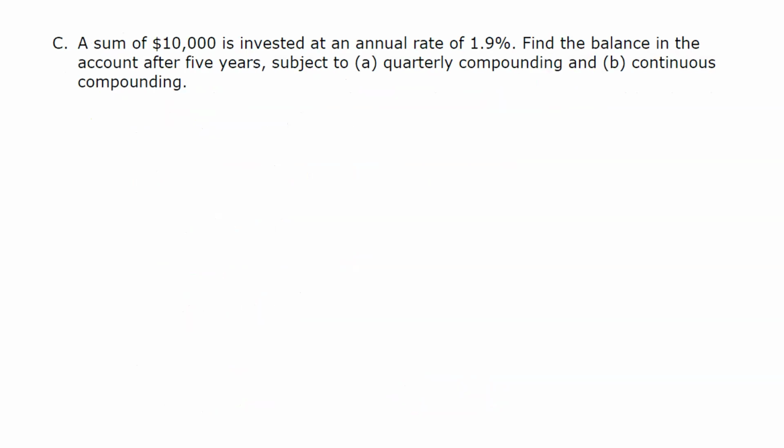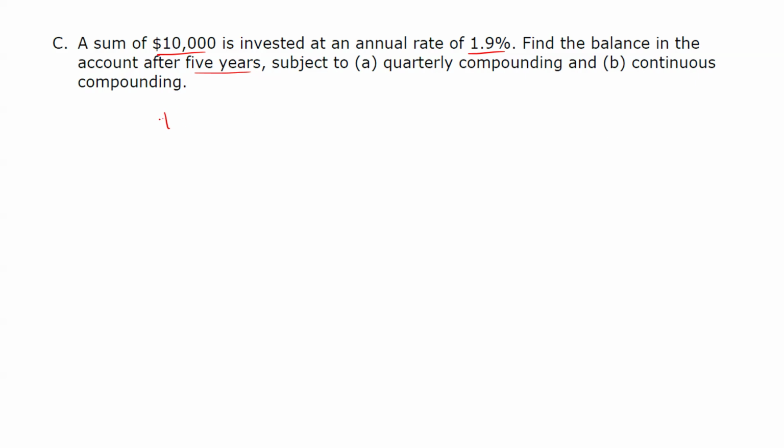All right, so we have a sum of $10,000 that's invested at an annual rate of 1.9%. To find the balance in the account after 5 years, subject to quarterly compounding and continuous compounding. Okay, so we want to perform both operations, where we are quarterly compounding and continuously compounding. So let's first state what we know.